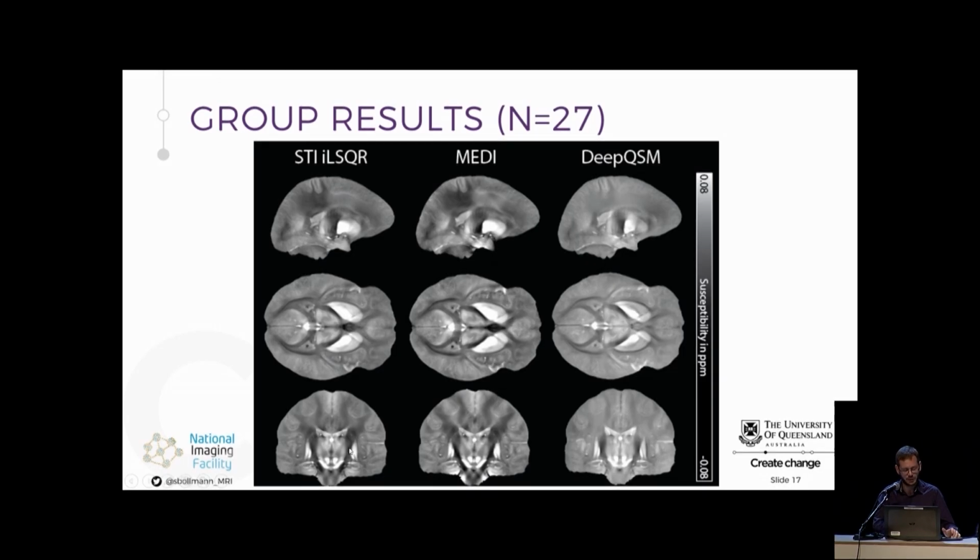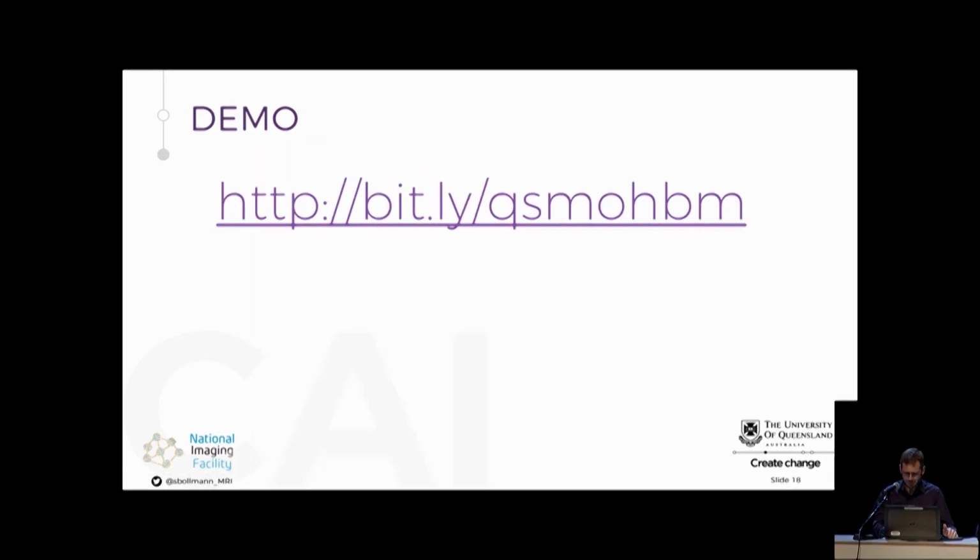Even in STI Suite, where we didn't see it in the single subject, even here I think I can see some streaking. But when we look at DeepQSM, there is almost no artifact, and it seems that the network found a very good regularization for this ill-posed problem. But we also see that we lose some contrast. In comparison to these two others, we have a lot less contrast, and this could be that the network is over-regularizing there. That could well be. And now I want to switch to the demo.